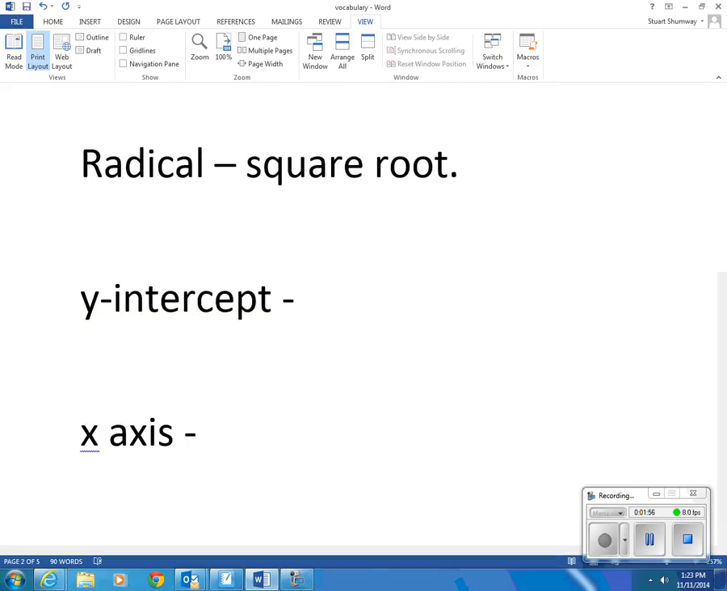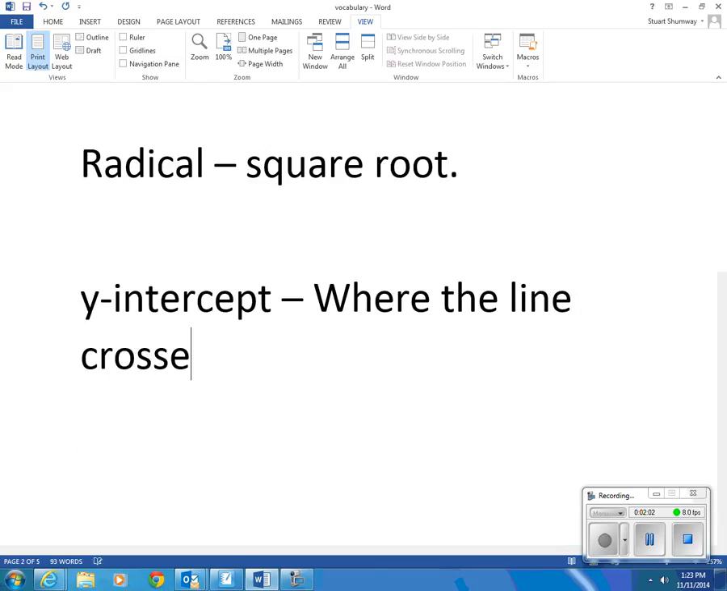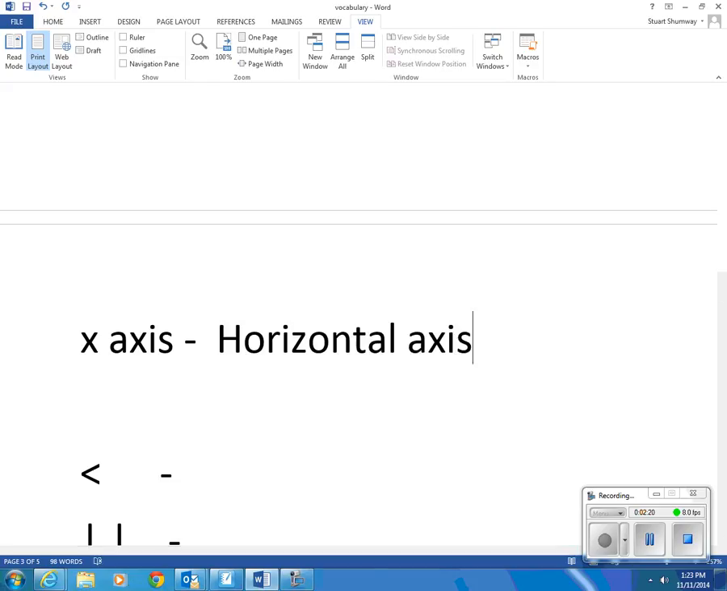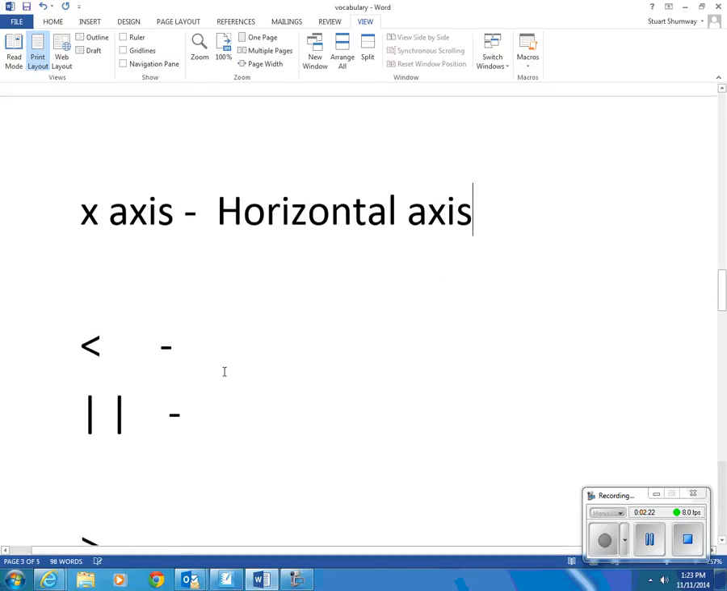Y-intercept. That is where the line crosses the y-axis. The x-axis is the horizontal axis. The sun sets in the horizon.